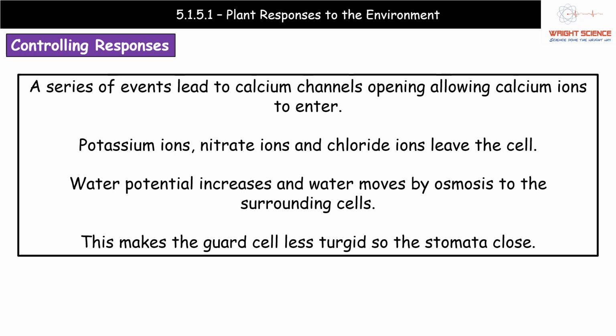And the way it does this is that once it's bound onto those receptors on the guard cell membranes, we get a little series of events that take place, with the end result of the calcium channels opening. So calcium ions are then going to enter the guard cells, potassium, nitrate and chloride ions are going to leave the cell, and as a result of this, the water potential will increase. So if we've increased our water potential, water then moves by osmosis to the surrounding cells, and that means the guard cells are less turgid because water has moved out by osmosis. As a result of them being less turgid, they close, and that means the stomata is going to be closed.